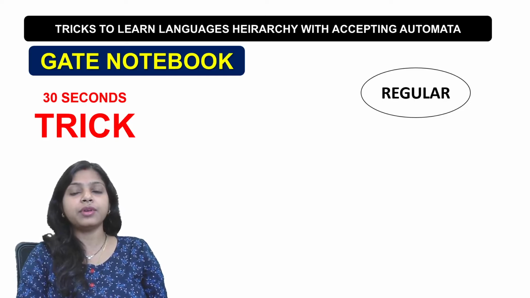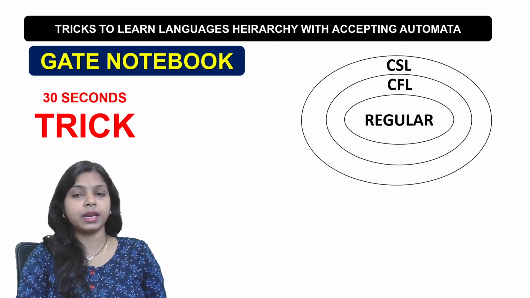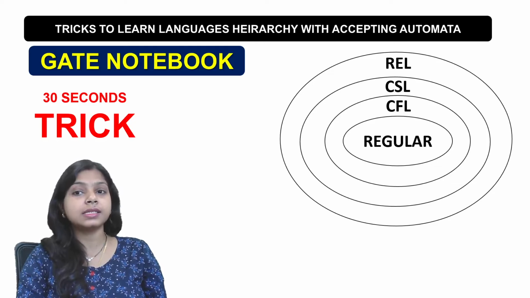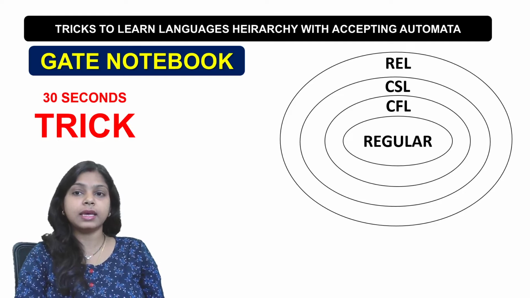So first of all, we have regular language. First of all, we are going to understand the hierarchy. So a subset: all the regular languages are covered by CFL, context free languages. And all the context free languages are a subset of context sensitive languages. And all the context sensitive languages are a subset of recursively enumerable languages. So this is the basic hierarchy. That means you need to understand regular language is a subset of CFL and then CSL and then REL. Okay, so this will be the sequence.